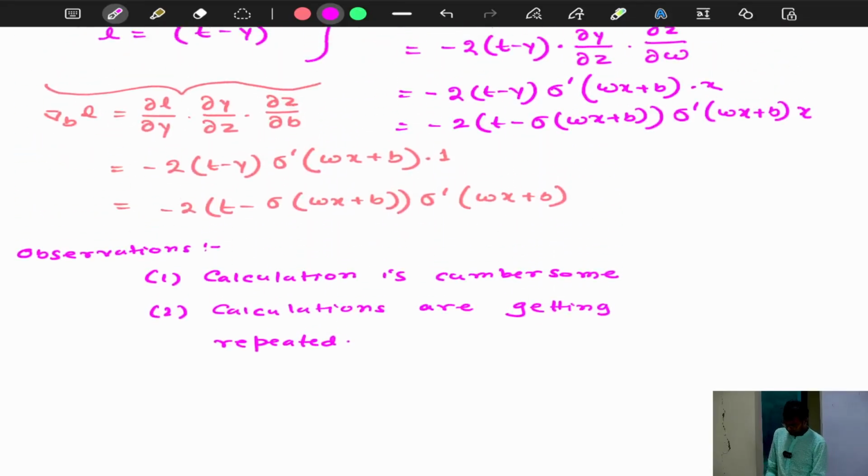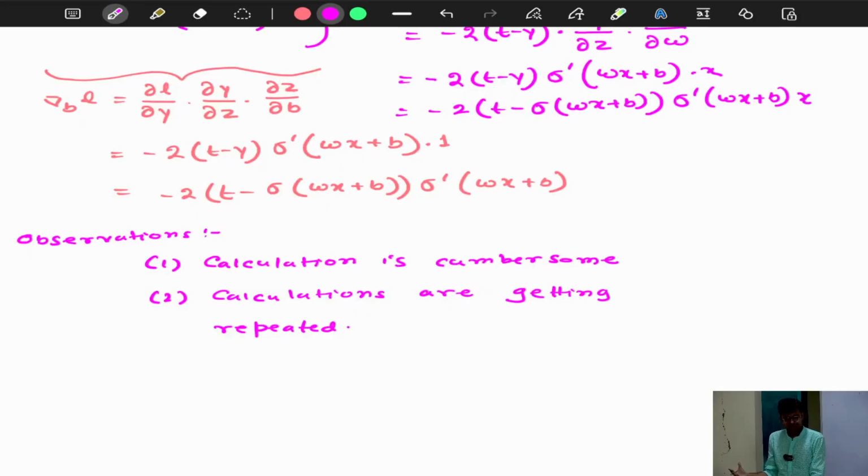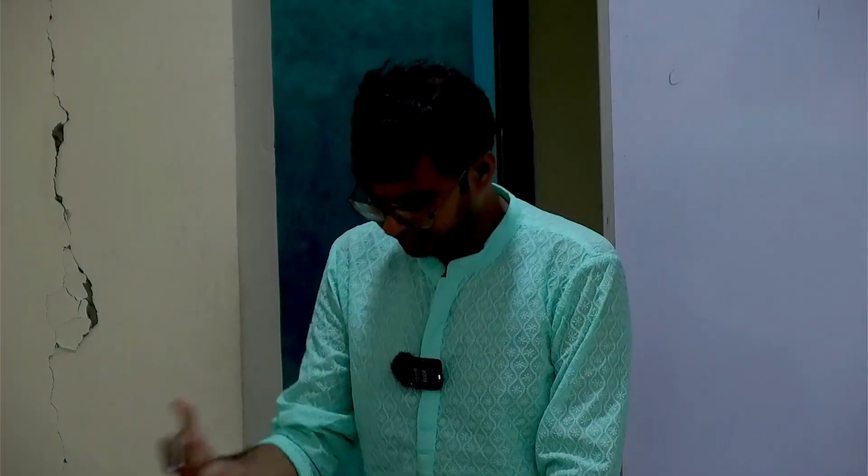Okay. So, hand calculation is not an option, and things are getting repeated when we observe these things, right. So, how can we reduce this?